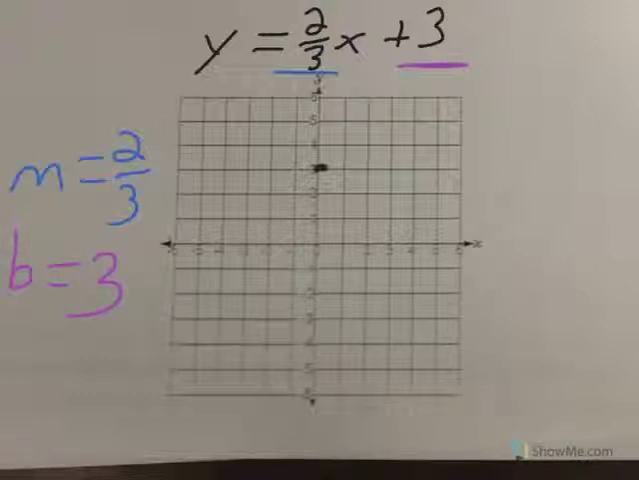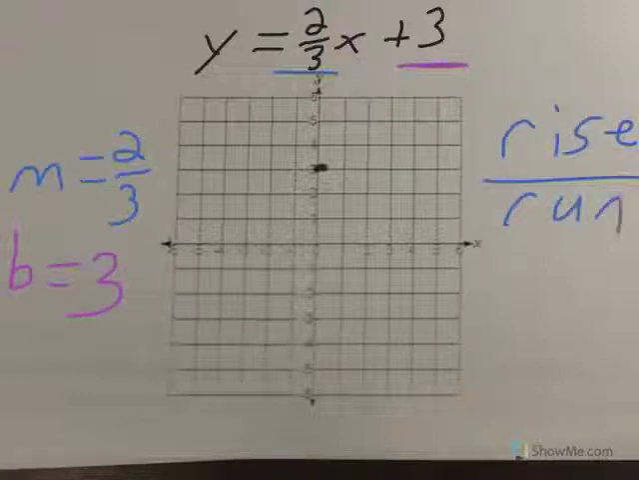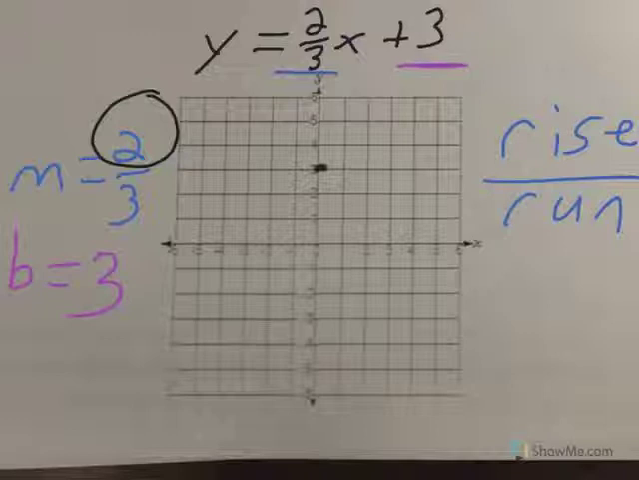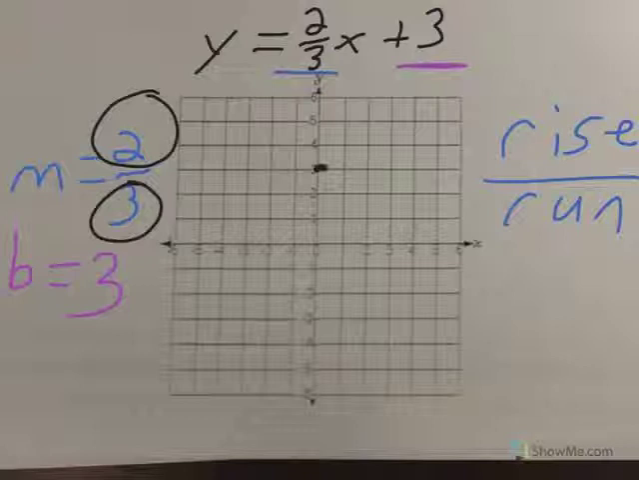Now we got to work with the slope. And remember that slope is actually rise over run. So the first number here, the 2, is going to be our rise. So from that first point we did, we're going to go up 2. 1, 2. And we're going to look for our run, which is 3. So we went up 2, and now we're going to go over 3. 1, 2, 3. And that's where our second point is going to be.